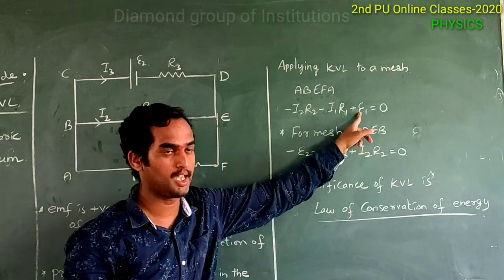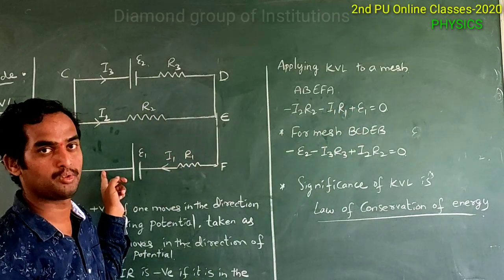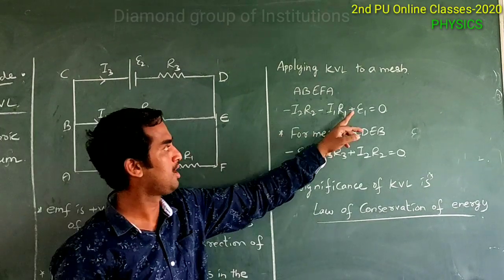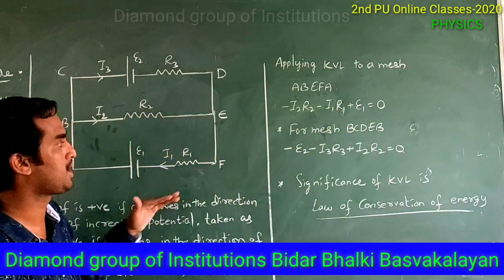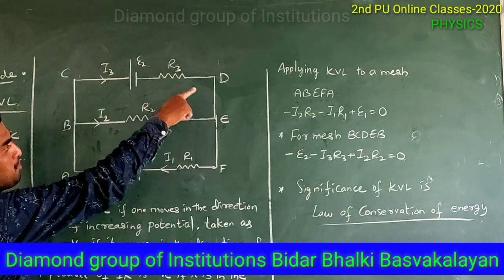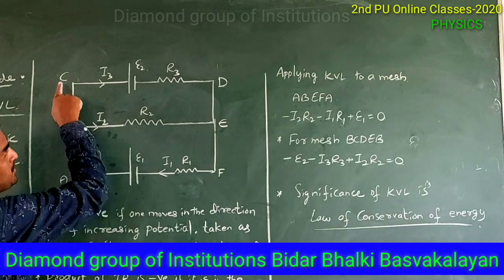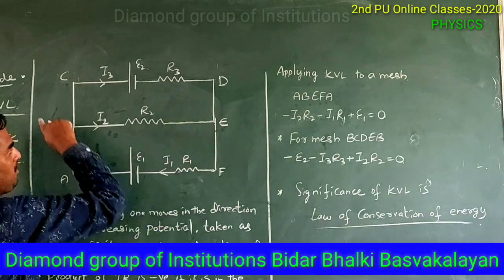And why is it plus here? Negative to positive. That means increasing potential. So therefore the EMF becomes positive. Same situation, we are applying to one more mesh, B, C, D, E.